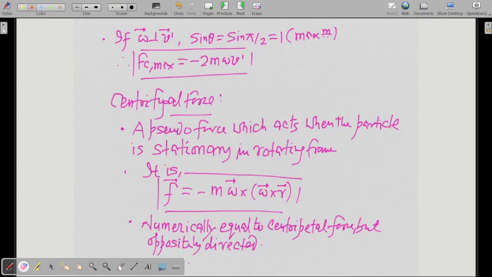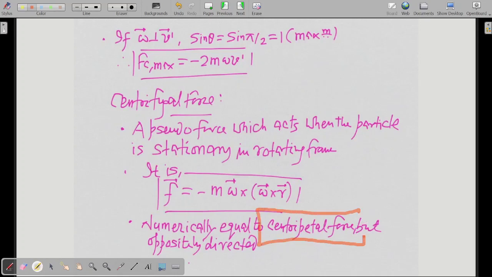Because she is in the non-inertial frame, rotating along with the stone, she will feel that the same force is acting in the centrifugal direction, that is opposite to the center, and a person standing on the ground thinks that it is acting towards the center, right? So this centrifugal force is equal to minus m omega cross r. This is numerically equal to centripetal force. The centrifugal force is numerically equal to centripetal force, but it is oppositely directed. The centripetal force will be seen with respect to an inertial frame, right?